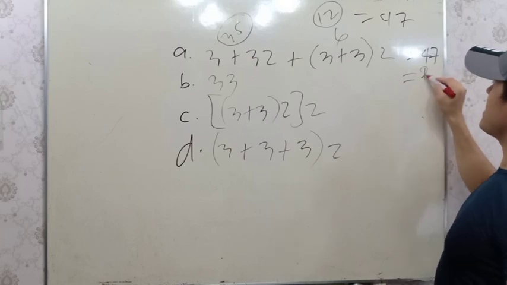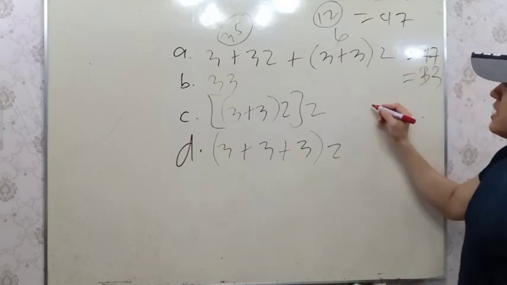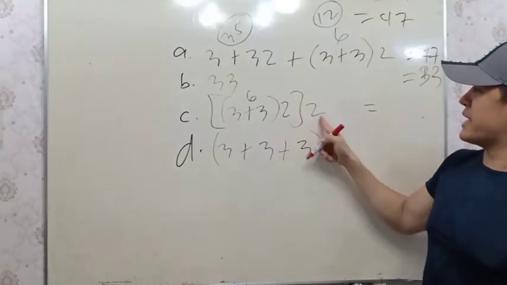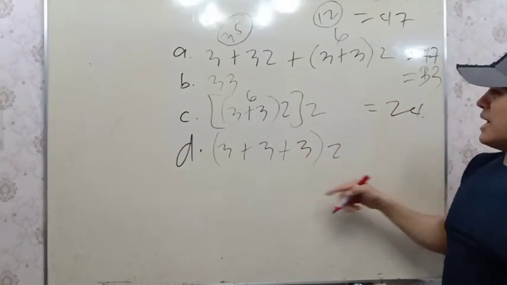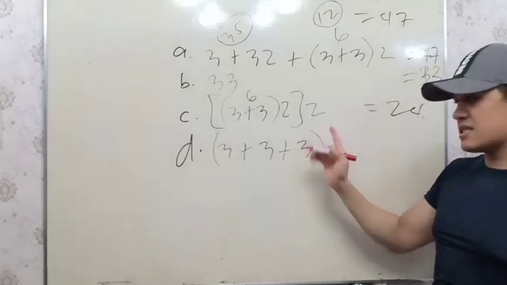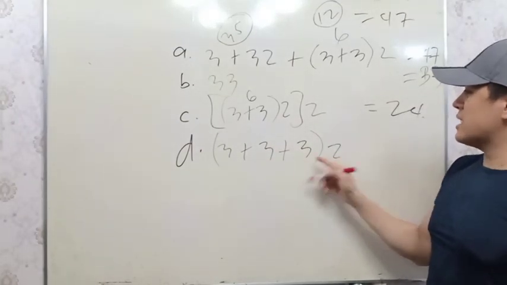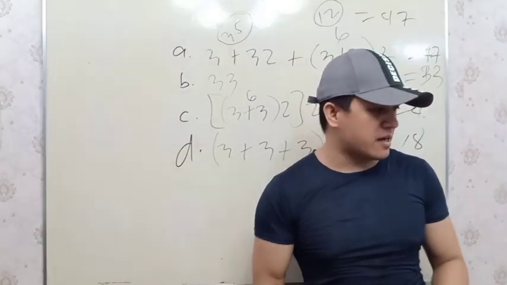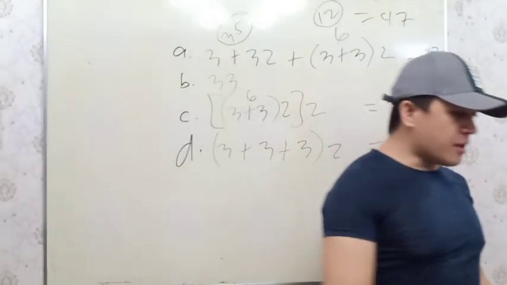This one, letter B is 33 itself. And letter C is equal to, this one is 6. 3 plus 3, 6 times 2. That's 12 times 2. That is 24. And 3 plus 3 plus 3, that is 9. This is inside the parentheses. And this is 9 times 2, that is equal to 18. So the answer here is letter A. Okay, there you go. Okay, so let's go for the next number.